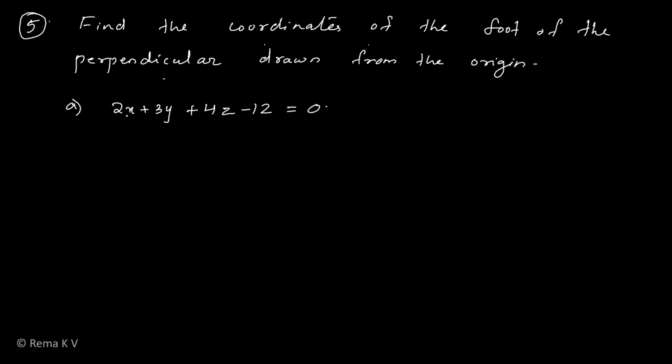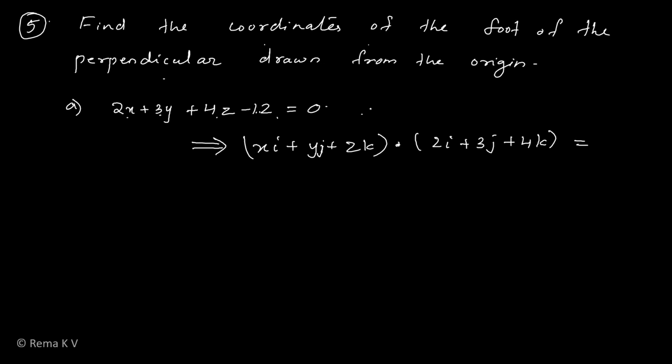See, first you have to write this in vector form, that is r dot n cap is equal to d. So this can be written as xi plus yj plus zk dot 2i plus 3j plus 4k, which is equal to, this 12 is transposed to right side, so this is equal to 12.